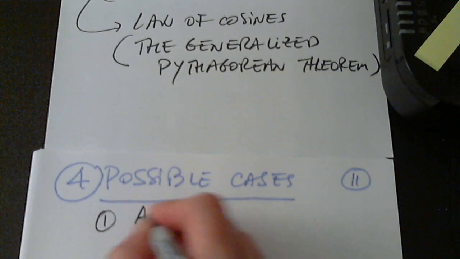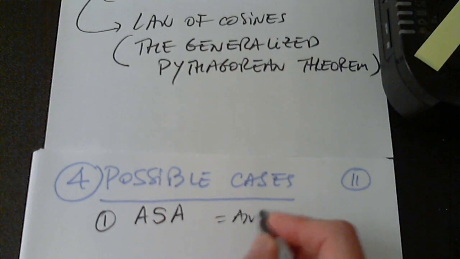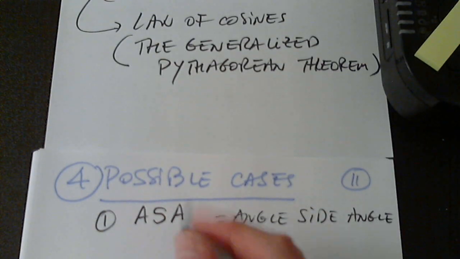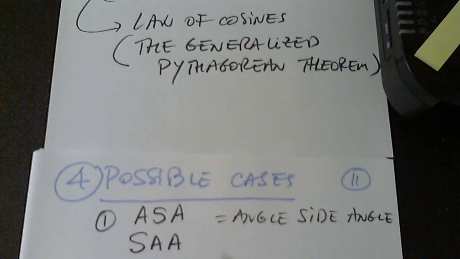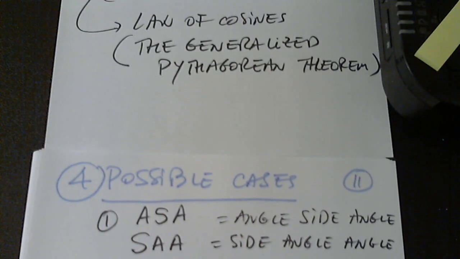Number 1. Angle, side, angle. Angle, side, angle. Side, angle, angle. They're the same case, basically. What am I talking about? Okay, I'll get back to the others in a minute. What is angle, side, angle? It means that I'm given an angle, the side, and the angle.